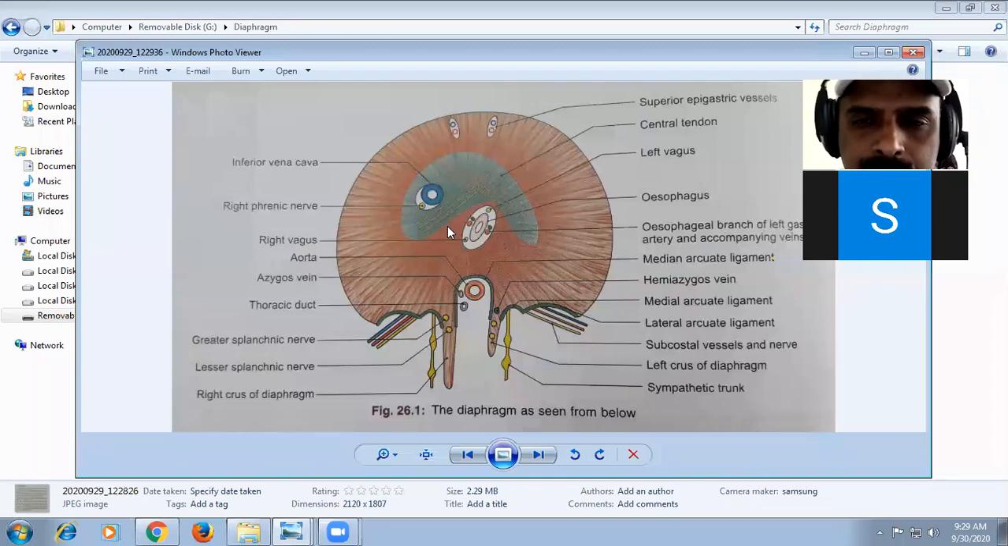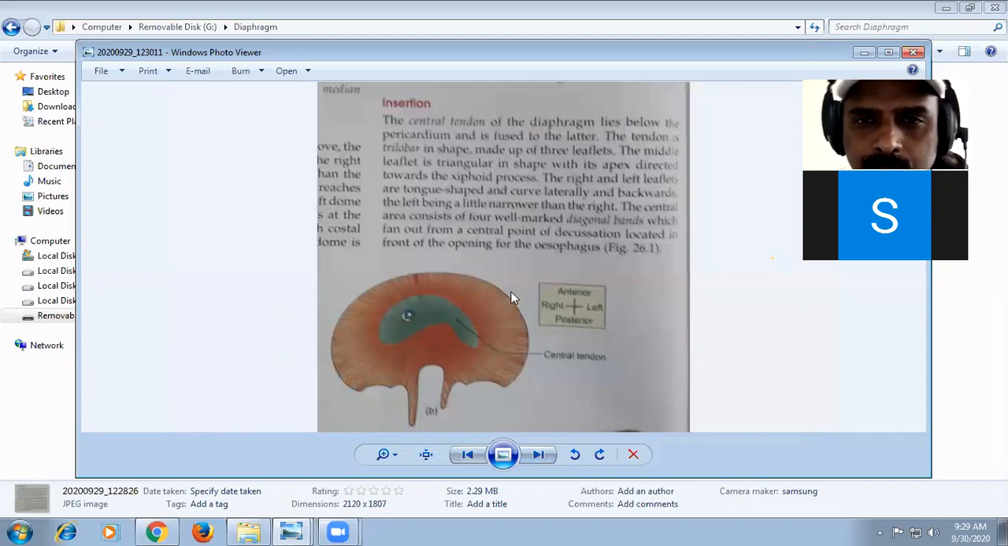So the diaphragm inserts at the central tendon, which is formed by all the fibers coming from the sternum, costal part and lumbar vertebrae. Above it, the pericardium and heart are situated on the central tendon of the diaphragm. You have to remember that about the insertion. The central tendon lies below the pericardium and is fused to the latter.